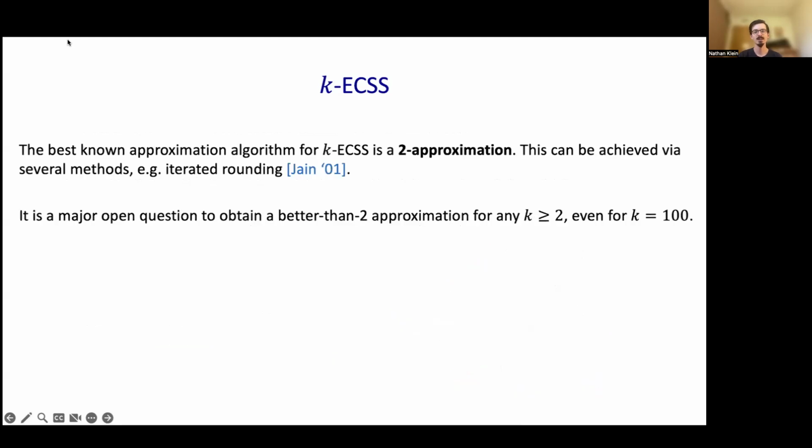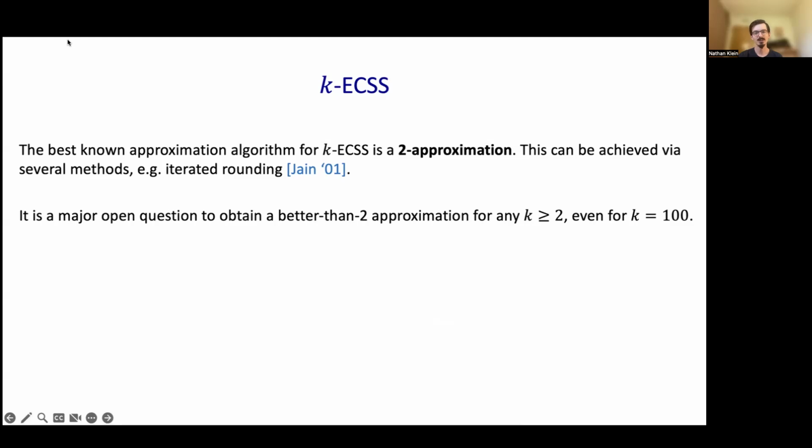The best known approximation algorithm for this problem gives a factor of 2. This has been known since the 80s and is obtainable through several methods, for example, using Jain's iterative rounding technique. And a major open question is whether there's a better than 2 approximation for any k at least 2, even for, say, k is 100.